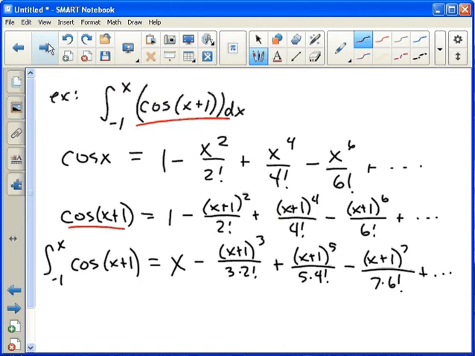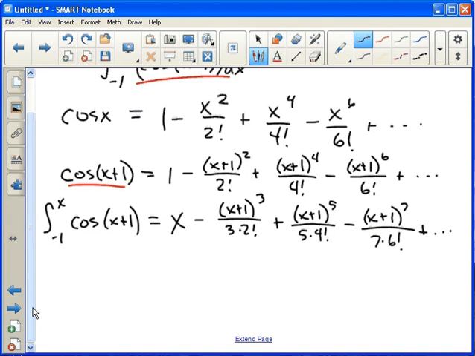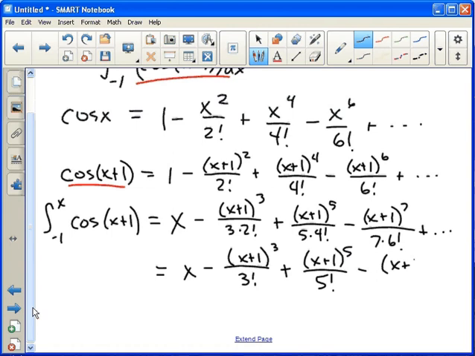And if you notice, we can simplify this and get x plus 1 to the third over 3 factorial, because 2 factorial is 1 times 2, so then times 3 would make it 3 factorial, and so on. This will become 5 factorial, and this one will become 7 factorial, and so on.